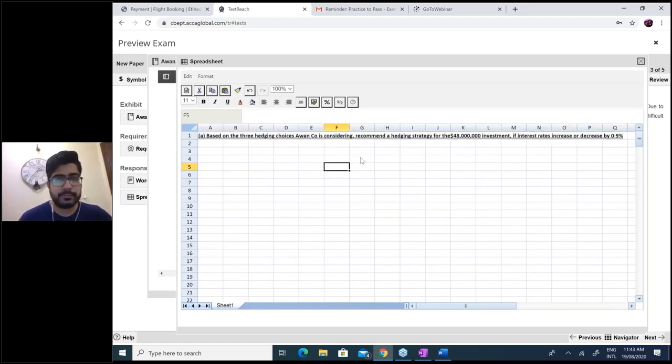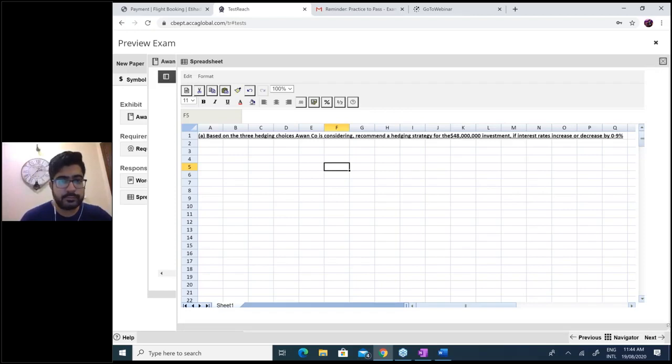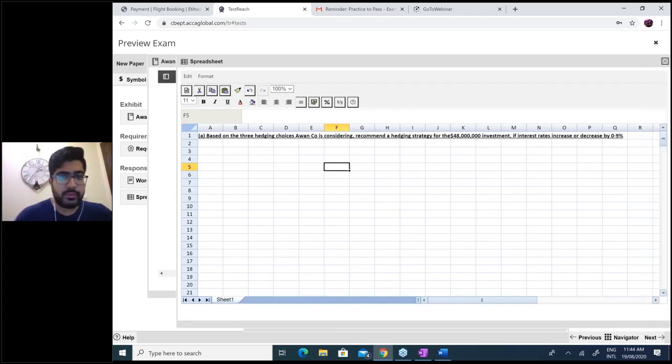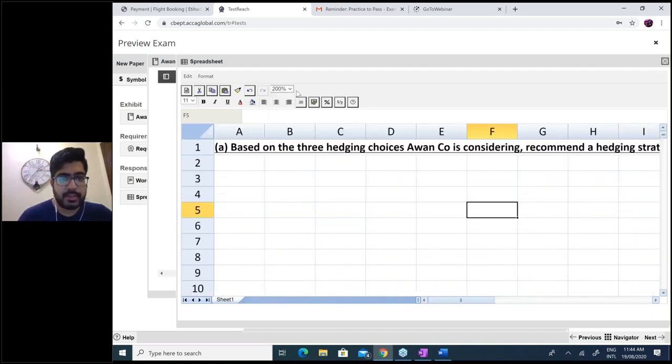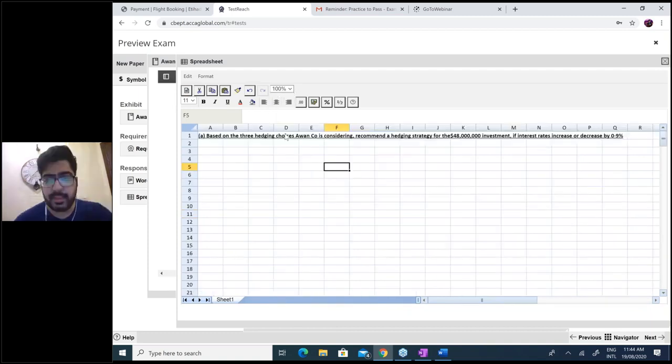So the requirement is: based on the 3 hedging choices Avan is considering, recommend an appropriate hedging strategy for the 48 million investment. Now you know that there are 3 hedging choices being considered: futures, options, and FRAs. You need to solve all 3 and recommend for this 48 million investment.